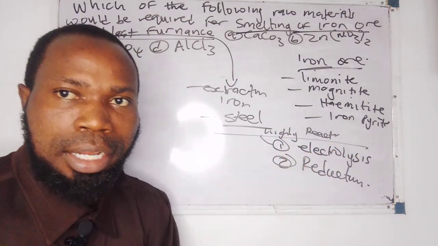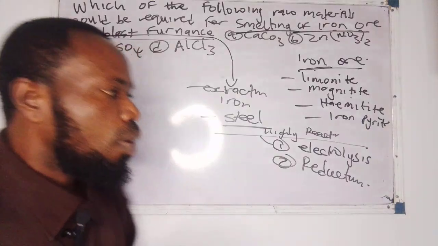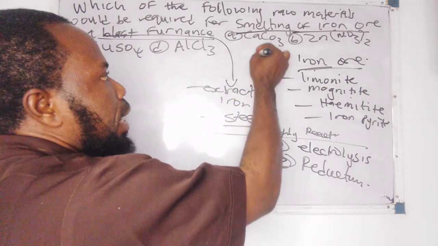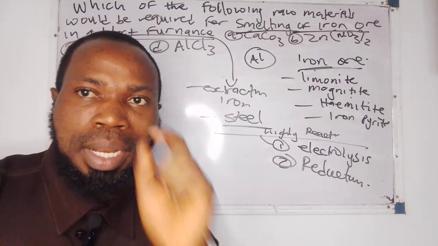Purified by electrolysis now. But there's one metal that can be purified both by electrolysis and by reduction. And who is that guy? That guy is aluminium. That question has been asked in exam.